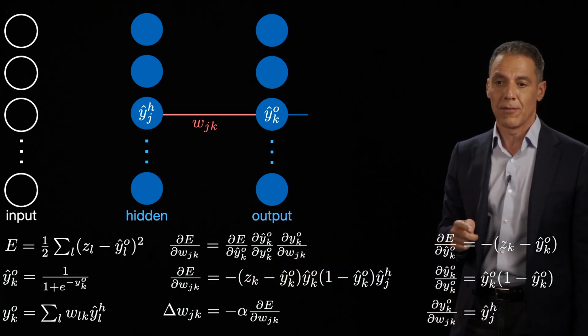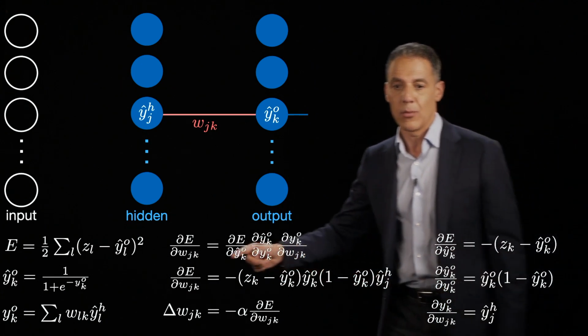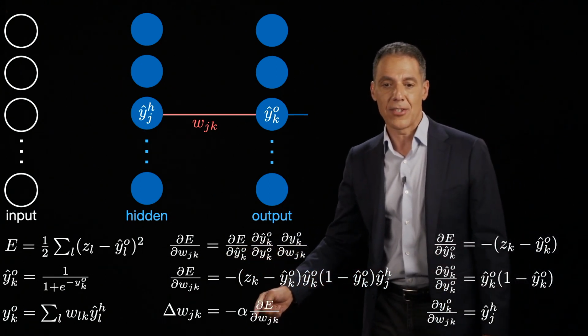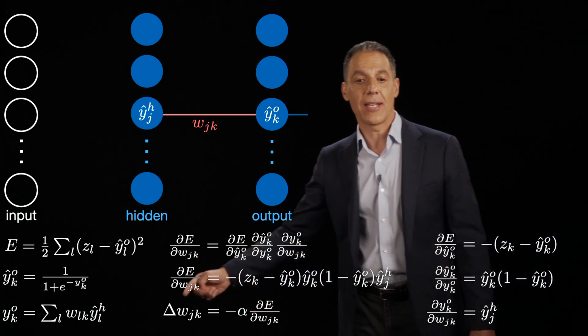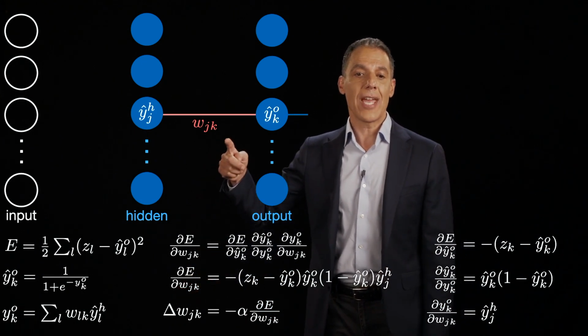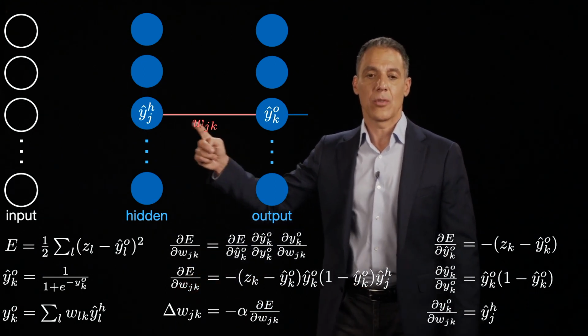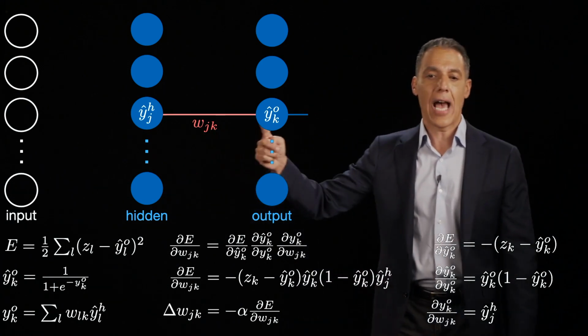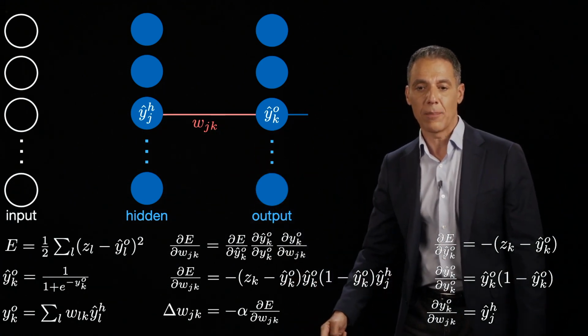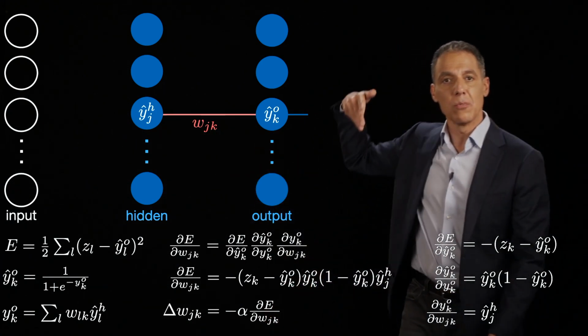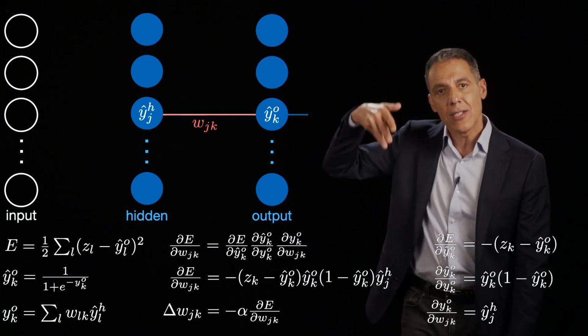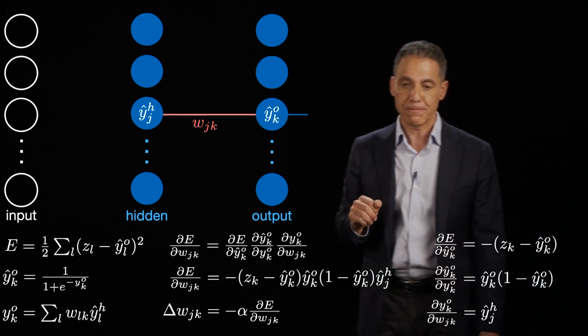So now I've got the product of this term and this term, which is right here. And then I've got this alpha here, which is my step size. So for the jkth weight between a hidden layer J and an output layer K, here's my update rule on how to move from the current weight to a better solution.